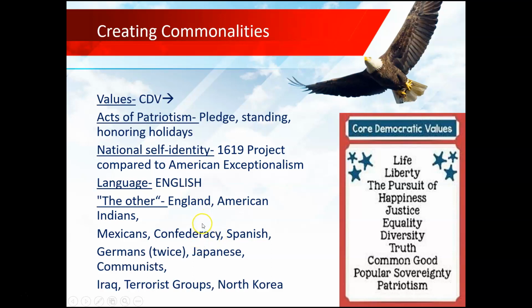Now, this other part, the other: throughout American history, we need to create an enemy, which I think helps unity and helps say we are not this. So we started off, England was our enemy, then American Indians, the country went after, then Mexicans, then the Confederacy, then the Spanish, Germans twice, the Japanese, communists during the Cold War, Iraq during the 90s, terrorist groups during the 21st century, North Korea as I speak to you. But this is part of a country. You have to have an other, or at least it's super commonplace for a nation to have the other. The other two are pretty simple.